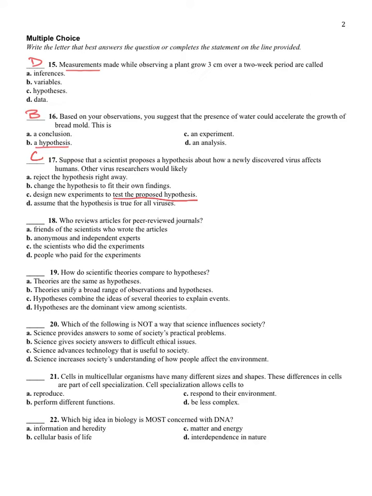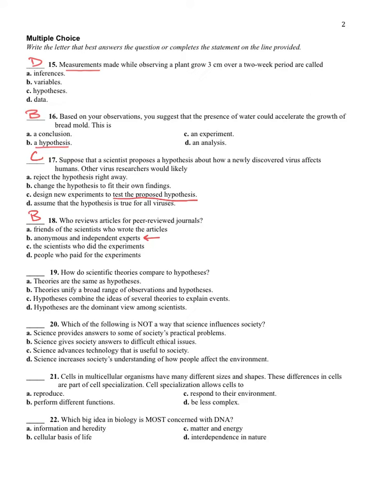Number 18. Who reviews articles for peer-reviewed journals? Remember, peer-reviewed journals means that they're reviewed by other professionals who have the same type of job as the scientist, but are not their friends. So letter 18 is B. They will be reviewed by experts, but people who are reading this paper for the first time. Number 19. How do scientific theories compare to hypotheses?